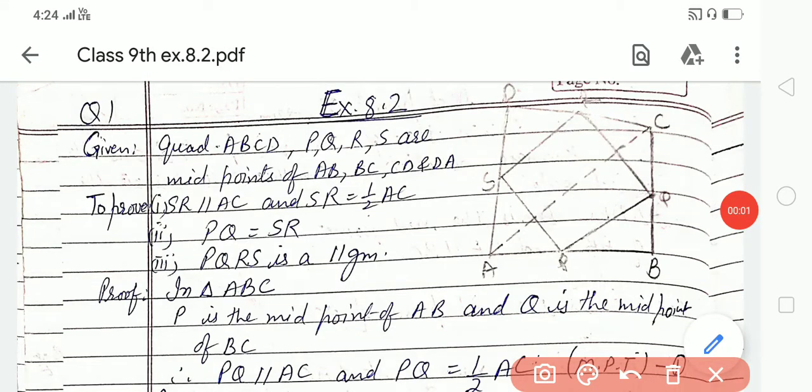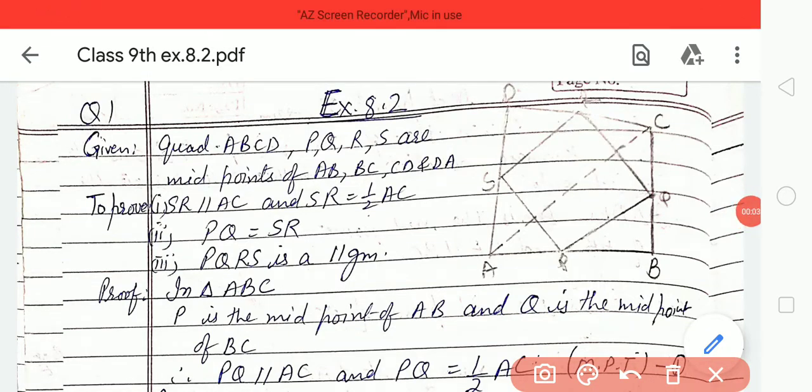Hello everyone, today we are going to start exercise 8.2. So question number 1 we are starting here, you can see the figure. What we have been given here is ABCD, a quadrilateral. So this is a given quadrilateral.